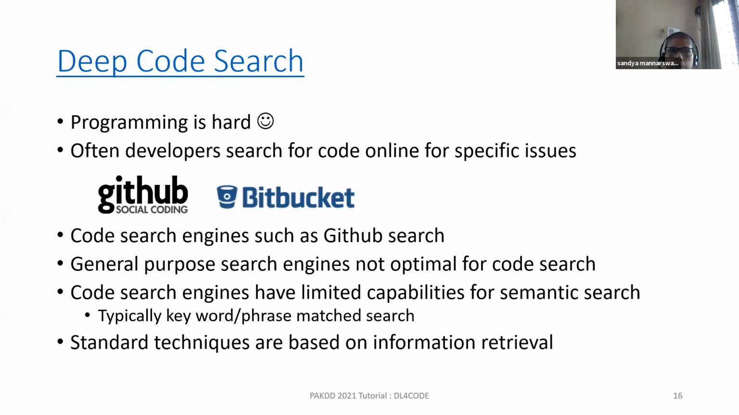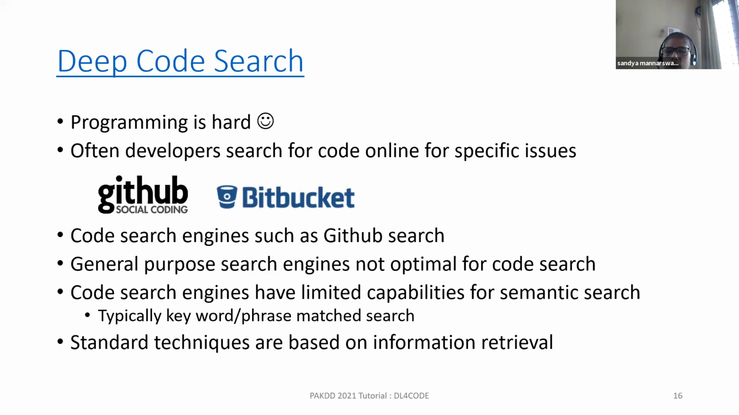Okay, now let's move on to another application, which is deep code search. This is something all developers would be familiar with. When we want to write a particular piece of code or functionality, many times we look up GitHub Gist or Stack Overflow to find a code fragment which might satisfy our need, right? So we search for code, right?